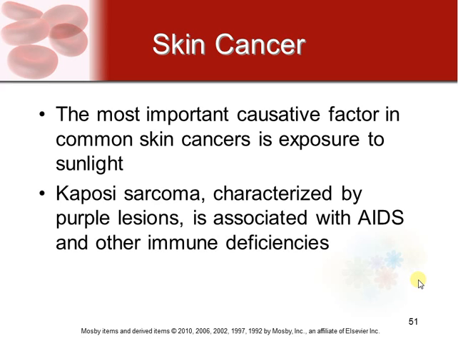So you can eventually get skin cancer from it. And then the other one that's mentioned here is Kaposi sarcoma, and that's characterized by purple lesions, and it's normally associated with people who have an immune deficiency. That's something like AIDS, where their immune system is severely diminished, and so they can't really protect themselves anymore. One of the things they can get is Kaposi sarcoma.